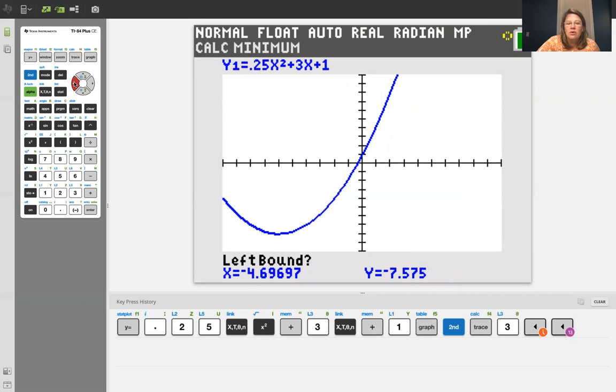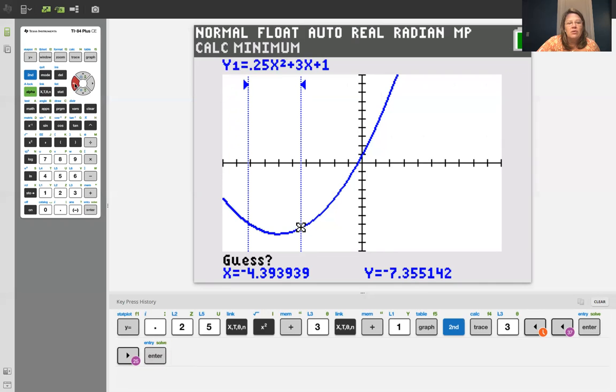You can see it's going over. I'm just going over a whole bunch of times. And I'm now to the left of it. And I'm going to say left bound. I'm to the left of it. I'm good. I can go to the right. I can type in a number. I personally like the trace button. I can go to the right of it. Doesn't matter, as long as I'm to the right of it, and hit enter.